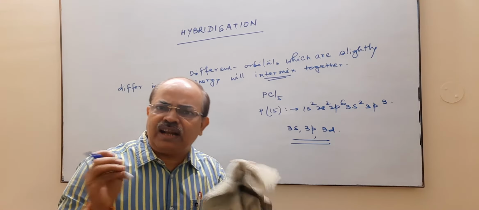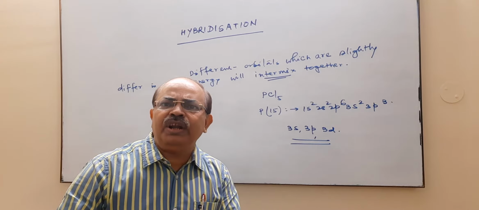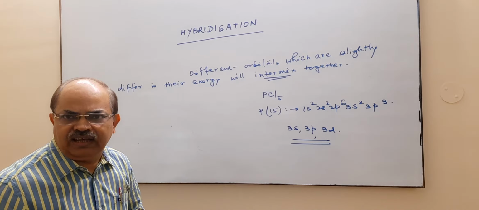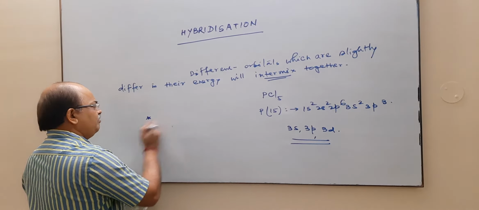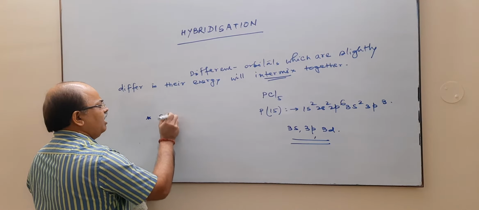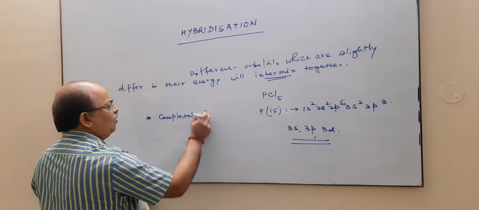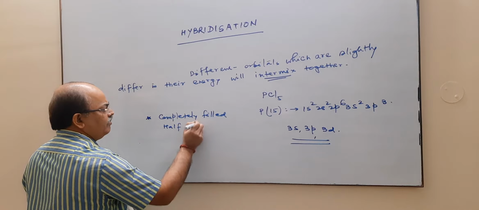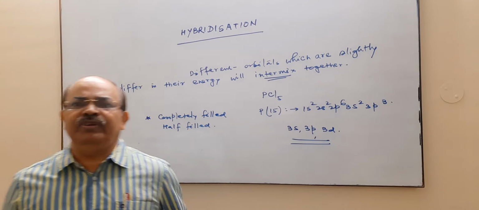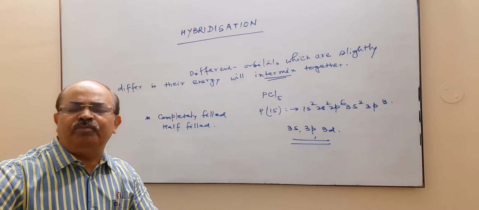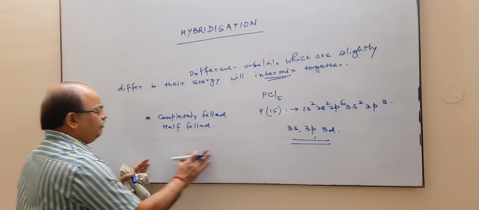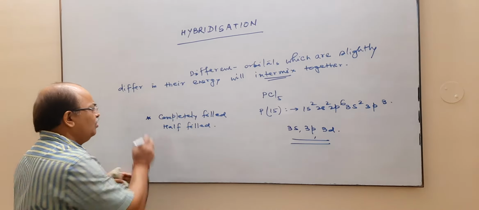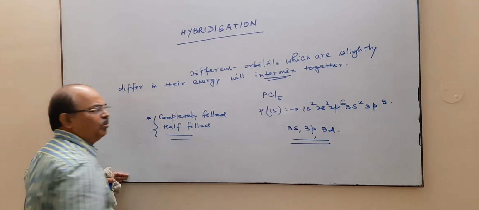So one important happening during hybridization is, मतलब hybridization में और क्या हो सकता है? तो hybridization में आप ध्यान दोगे, completely filled, half filled, both types of orbitals, as well as even vacant orbitals. So all can take part in overlapping.